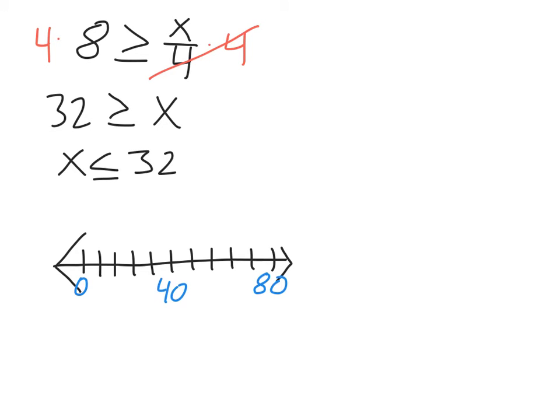Alright, so we have our graph that goes from 0 to 80, and if you notice, these lines are going by 8s. 8, 16, 24, 32, 40. So that means 32 is right here. Since there's a line underneath, we put a solid dot at 32. And we shade to the left.